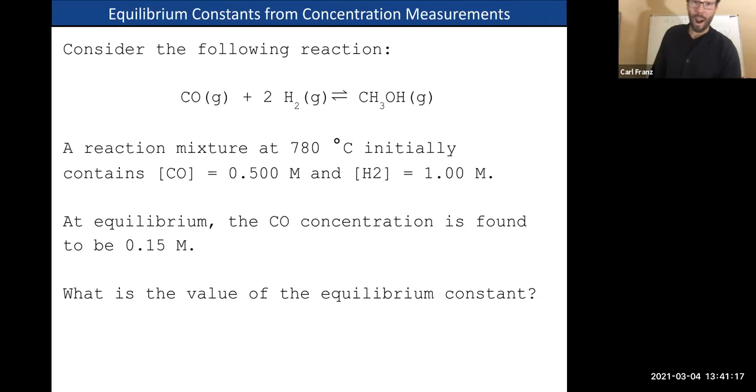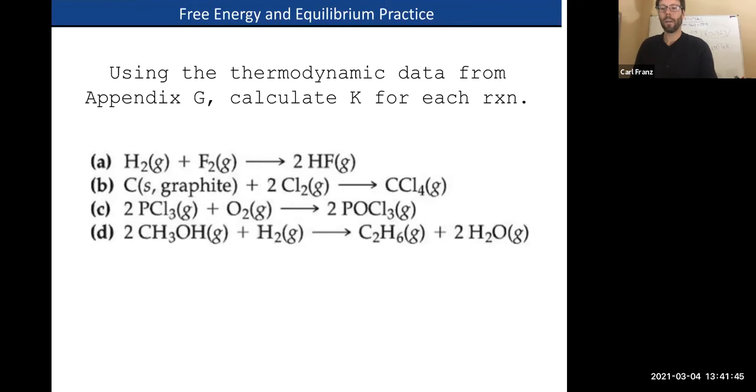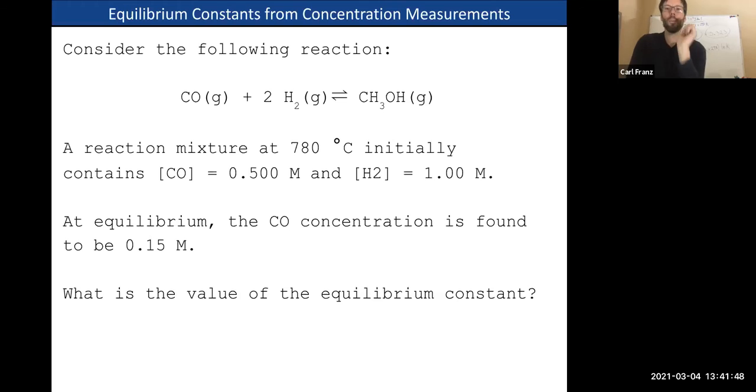But what I want to do now is get back into equilibrium expressions and things like that. Okay. So we had a little bit of a foreshadow of this on the ICA. Now I'm going to spend probably the rest of the lecture on this. If there's some time, we can go back and do some of these problems. But for now, let's say we have a reaction, carbon monoxide plus hydrogen forms methanol.